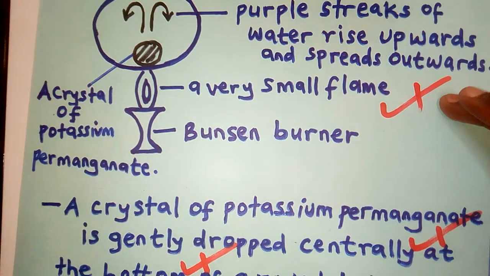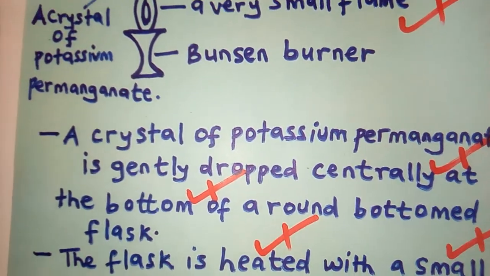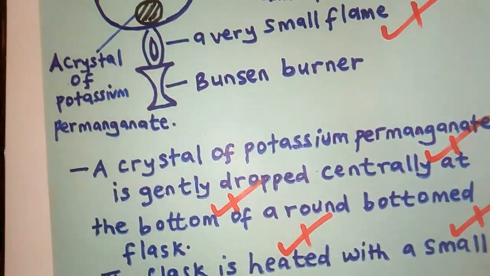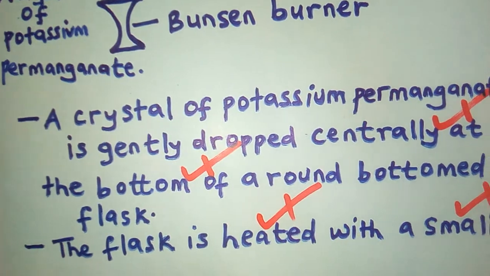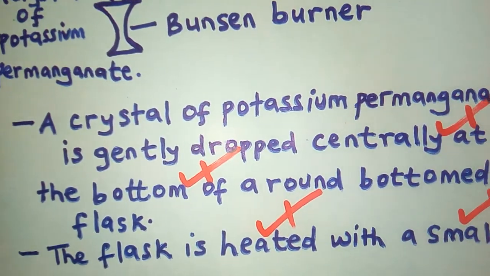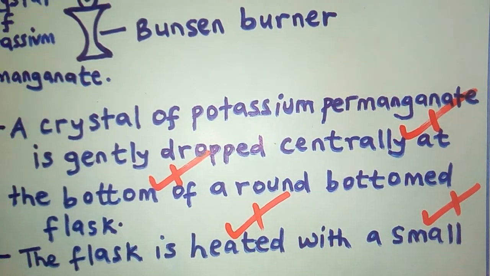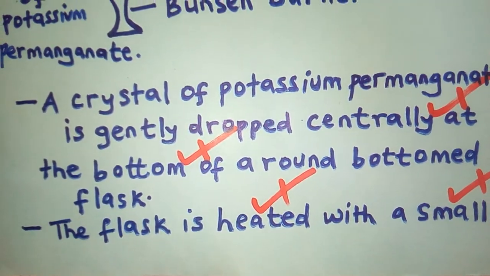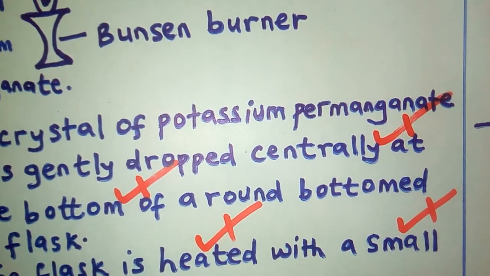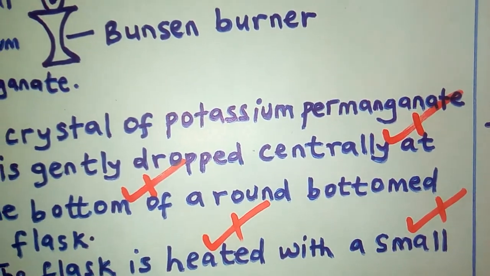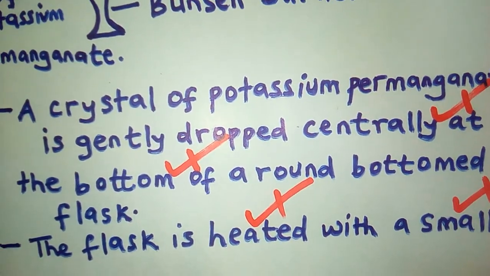So what do you do first? You get a crystal of potassium permanganate. You see, a crystal of potassium permanganate is gently dropped centrally at the bottom of the round-bottomed flask. So you drop the crystal gently, and you make sure you drop it at the center and at the bottom of the round-bottomed flask. Now the key words are here. You see where the marker is. Dropping it gently and centrally, then at the bottom of the round-bottomed flask.